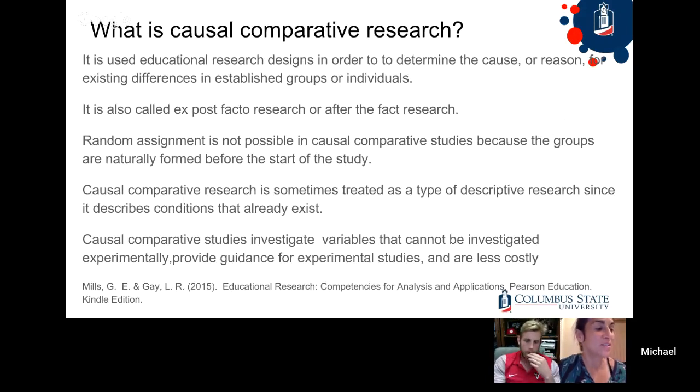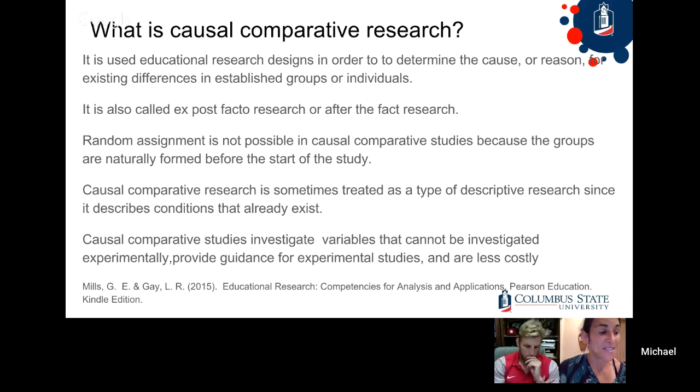Causal comparative research is treated as a type of descriptive research because it describes conditions that already exist. It attempts to describe reasons or causes for an existing condition. It is also called ex post facto research. Ex post facto is a Latin phrase that means after the fact or retrospect, because the researcher attempts to determine the cause for pre-existing differences in a group or individual.